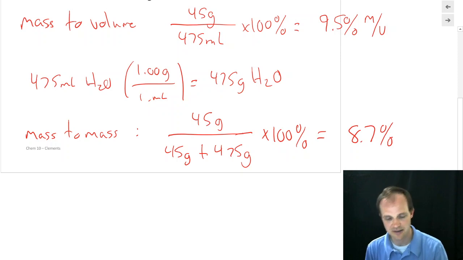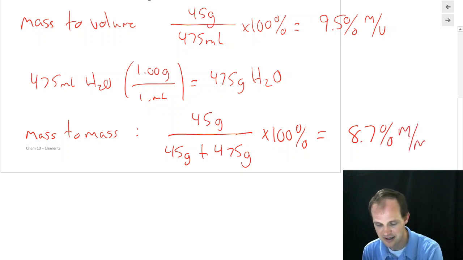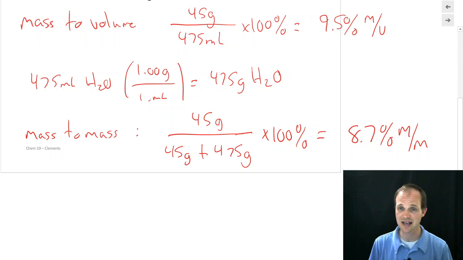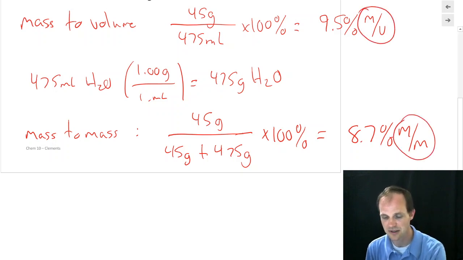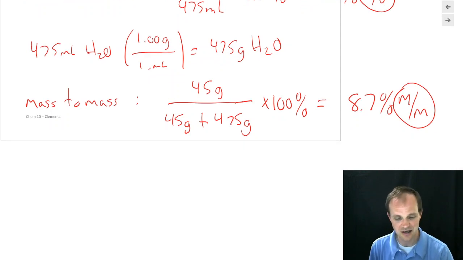Can't just leave it as percent. We've got to tell people that this is a m over m. And so you can see the same solution has a different mass to volume percent than a mass to mass percent. So it's important to know which one we're talking about, which is why we always include this after our percent unit. Molarity a little harder, right?